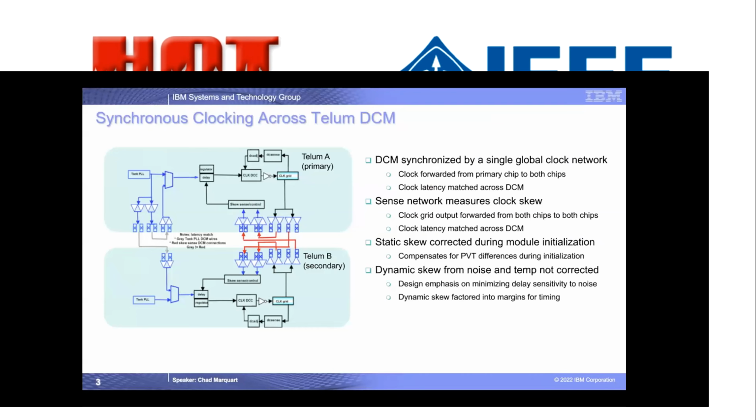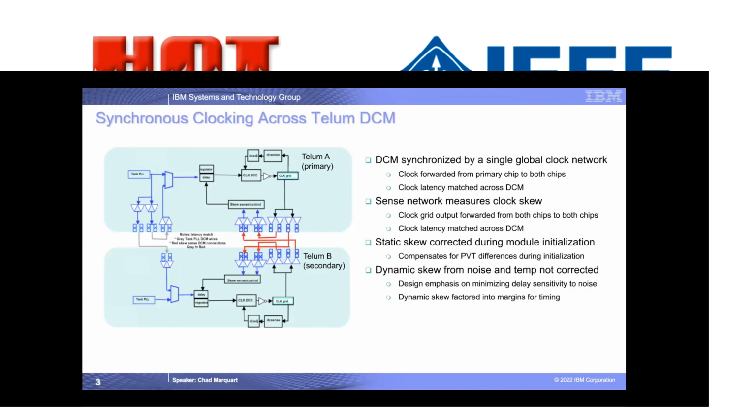As I mentioned previously, keeping the latency of this interface down is a key part towards reaching our goal of having the two chips in this DCM effectively behave like one larger chip. To accomplish this, the interface is designed from the ground up to be fully synchronous. The dual chip module itself is synchronized by a single global clock network, illustrated with the simplified diagram on the left side of this slide. In this diagram, there is a Telum A, which is the primary chip, and a Telum B, which is the secondary chip in this example.